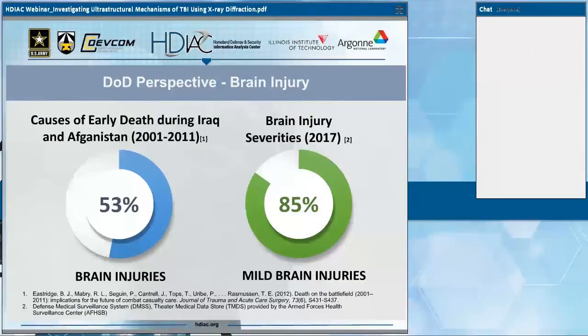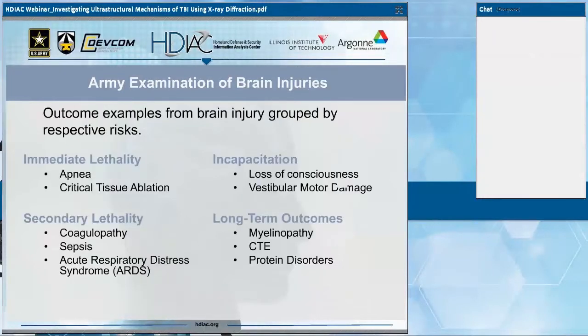From the DoD perspective, it is important to note that while brain injuries were the highest cause of immediate fatalities during the recent conflicts in Iraq and Afghanistan, the majority of sustained TBIs in the military are mild. With respect to the warfighter, outcomes following head injuries can be grouped and examined in relation to the injurious risks they pose: outcomes that elevate the risk of immediate death or immediate lethality, outcomes that elevate the risk of delayed death, secondary lethality, incapacitation, and long-term outcomes that include behavioral and memory problems.